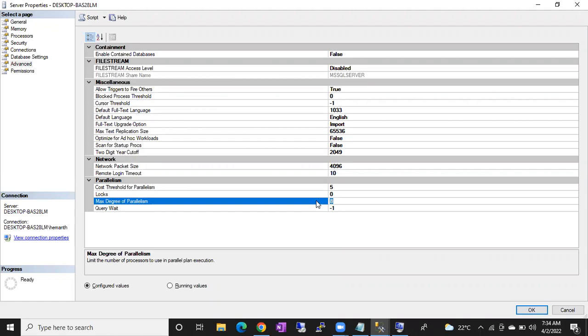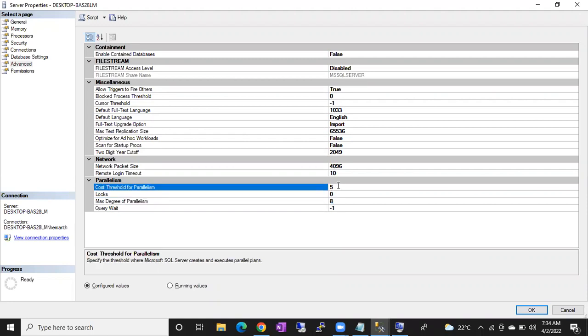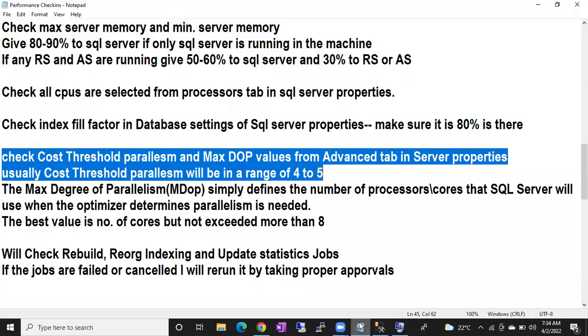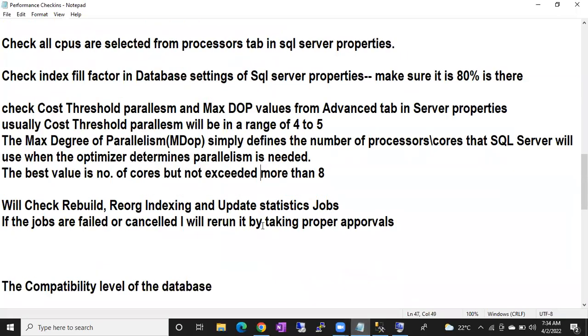How many cores are there? You can change the value to the number of cores, guys. These two are the best practices. Make sure cost threshold for parallelism is between 4 and 5 and max degree of parallelism is up to 8, guys. These are the two best practices you have to follow if you feel that a query is running slow or SQL Server is running slow.